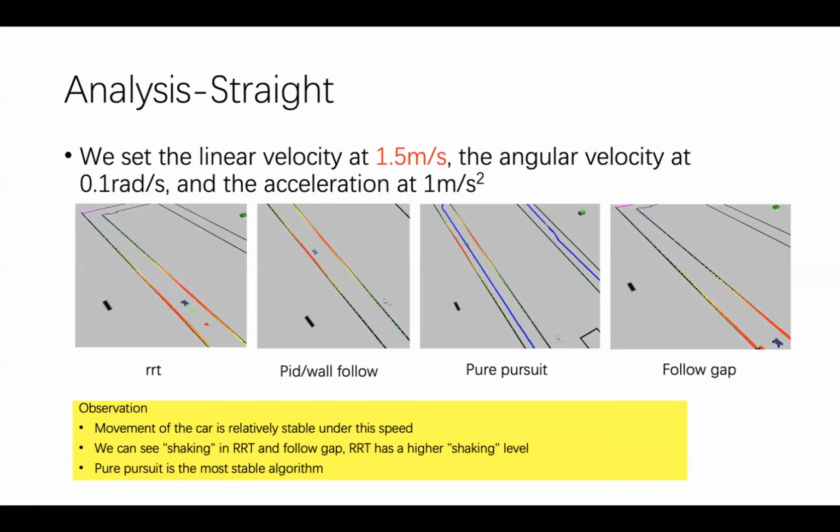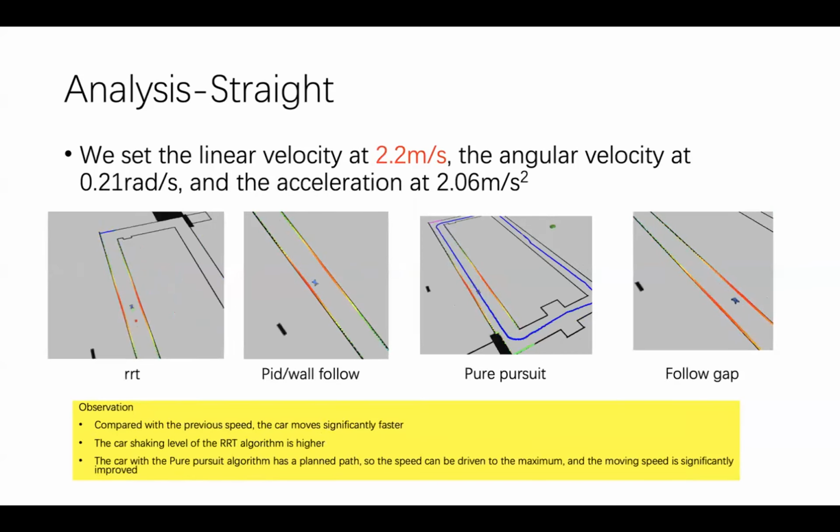So then we change the parameters. We change it to 2.2 meters per second. We want to see, after we change the parameter, what kind of phenomenon or performance we will see in those different algorithms here. So we compare with the previous speed. The car moves significantly faster, and the shaking level of the RRT algorithm is higher because RRT needs to find the random point here. So if we increase the linear velocity, we will observe the shaking level increase. And for the pure pursuit algorithm, because it has a planned path, the speed can be driven to the maximum and the moving speed is significantly improved.